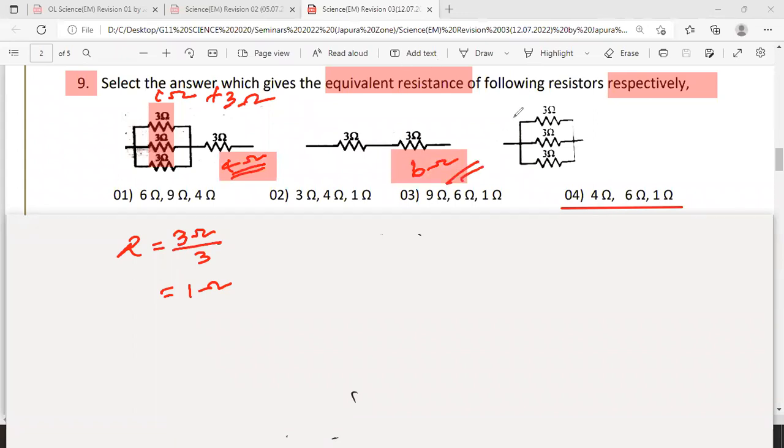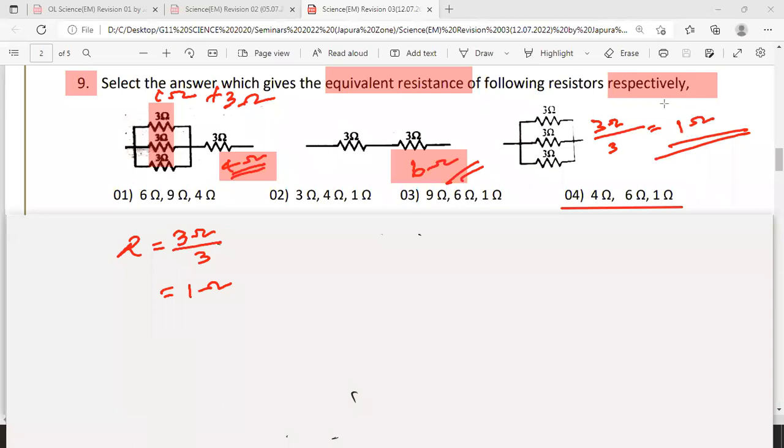Third circuit, look at the screen. 3, 3, 3. All three having the same value. Therefore, 3 over 3 you get 1 ohm. So therefore, the final answer is 1 ohm.